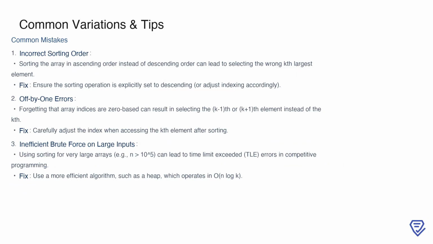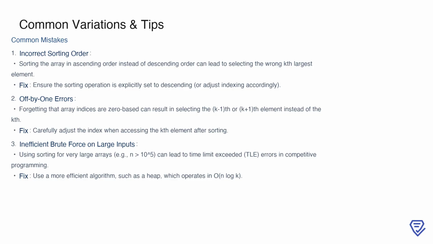When solving this problem, there are a few common mistakes to watch out for. One of the most frequent errors is sorting the array in the incorrect order. For example, if you sort in ascending order instead of descending, you might end up selecting the wrong kth largest element. To fix this, ensure that your sorting explicitly specifies descending order, or adjust the indexing appropriately. Another common issue is off-by-one errors. Since array indices are typically zero-based, forgetting this can cause you to select the (k-1)th or (k+1)th element instead of the kth. A simple fix is to double-check the index calculation after sorting.